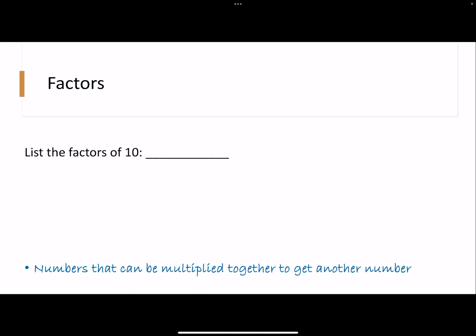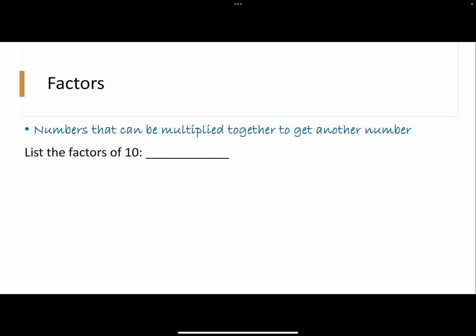Let's talk about factors. Factors are the numbers that can be multiplied together to get another number. For instance, if I wanted to list all the factors of 10, I'm going to list all the numbers that multiply together to give me 10. 1 times 10, 2 times 5. Those are the factors of 10. Notice I started with a small number.